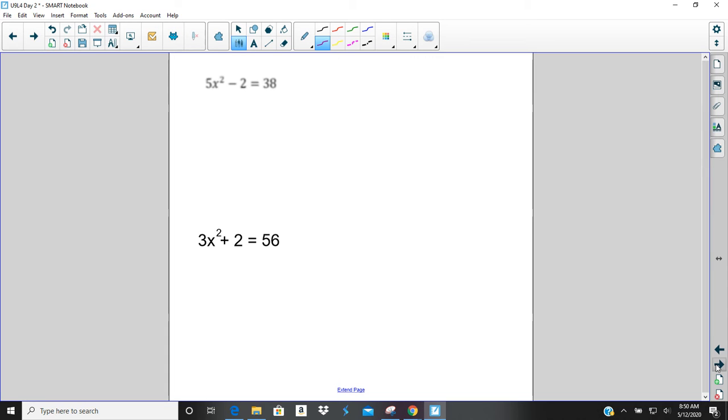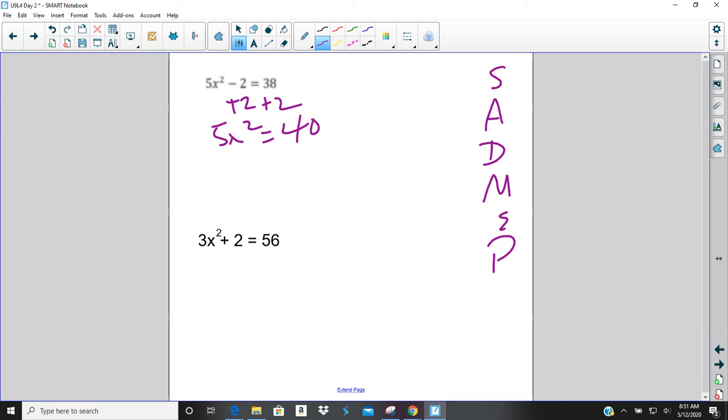Follow along. We're going to now expand our order of operations. So we're doing the opposite, inverse operation. We're doing SADMEP. Maybe on the side of the paper you want to write SADMEP. Right? So we're going to first add 2 to both sides. So we're left with 5x squared equals 40. All right, fine. So now we're going to work our way down, and we're going to do the opposite of multiplication is division. So we're going to divide by 5, and we're left with x squared equals 8.